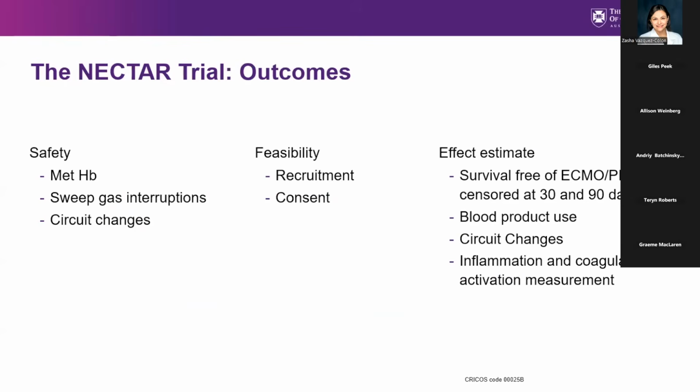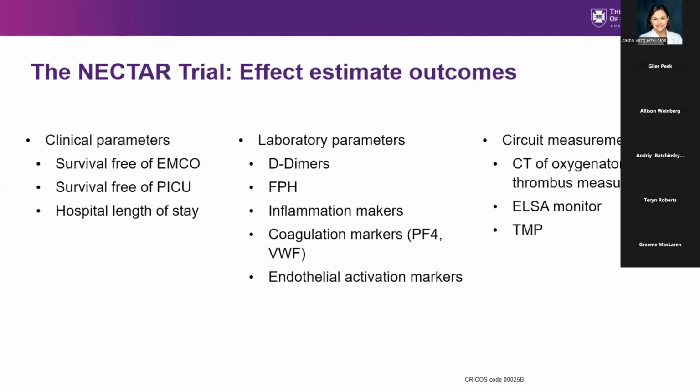It was a pilot trial, and it was really designed to see what a definitive trial could look like. And the safety was MET-HB, sweep gas interruption, circuit changes, feasibility, recruitment, consent rates, and then the effect estimate you can see here, survival, blood product use, circuit changes. And then we looked at inflammation and coagulation activation measurements. So being a little bit more detailed, the clinical parameters were survival free of ECMO, survival free of PICU, and hospital length of stay.